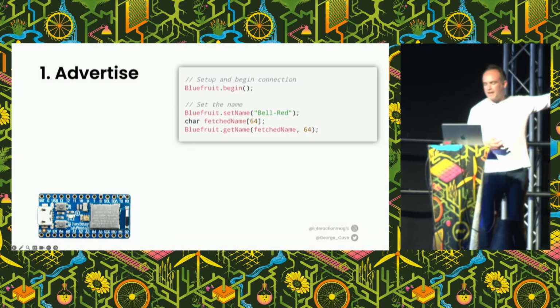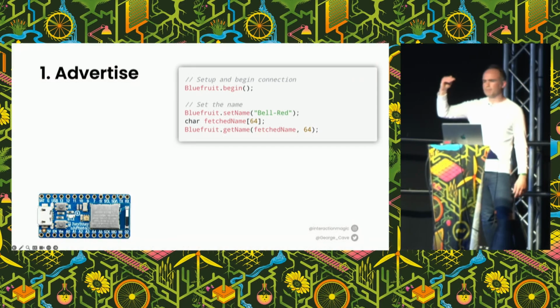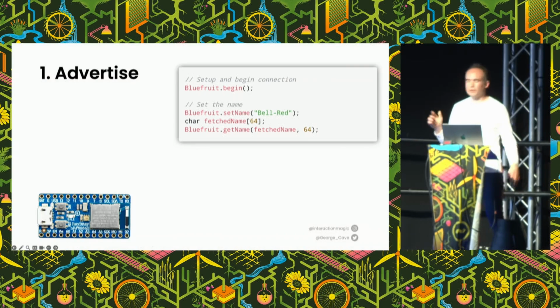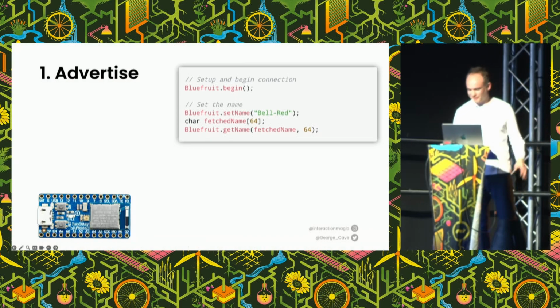So we give this device a name, and unlike with the USB devices, we can choose whatever name we want in the dialog box. So those of you connected, you'd have seen it said bell red or bell green when you connected to it. I have no idea why, but you have to call get name immediately after you've set it in order to make it work. It works.